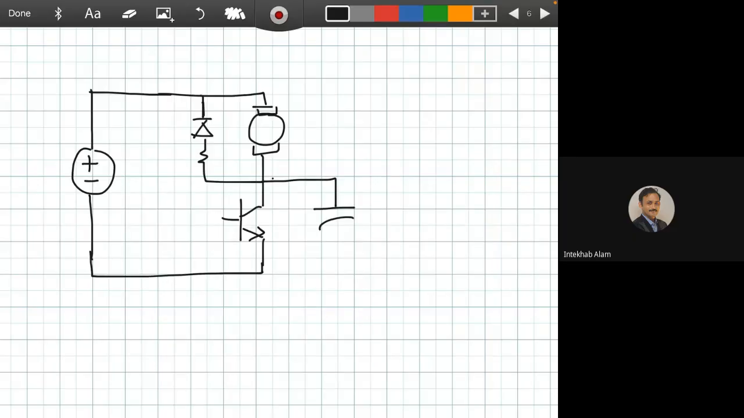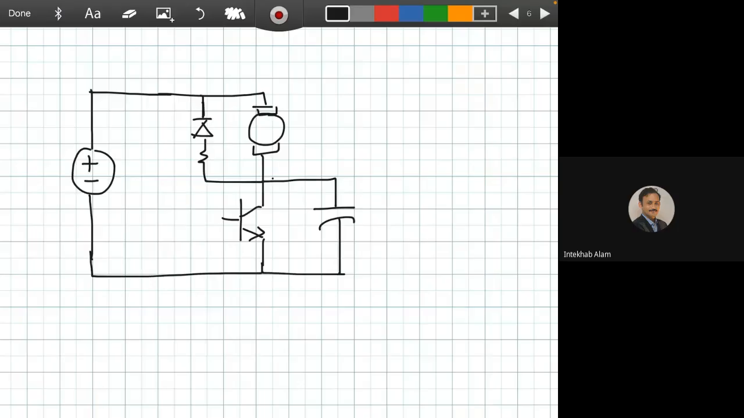We will use a capacitor. What do capacitors actually do? If we write the equation of the capacitor, Vc equals 1 by C integration of I dt. You are habituated with this equation. But I want to show it in a different manner: C dV/dt equals I.